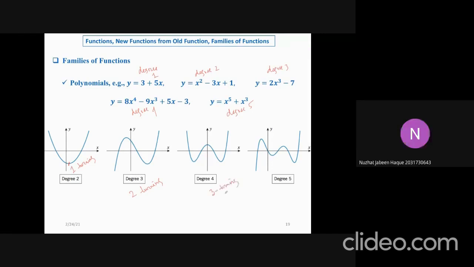For degree 5, there will be maximum 4 turning points. Okay, so that gives us some idea about the graph.